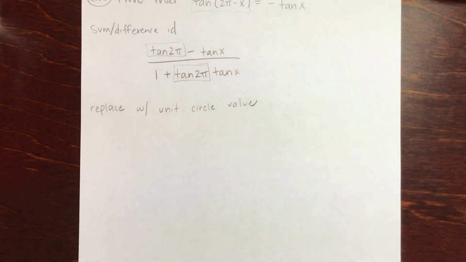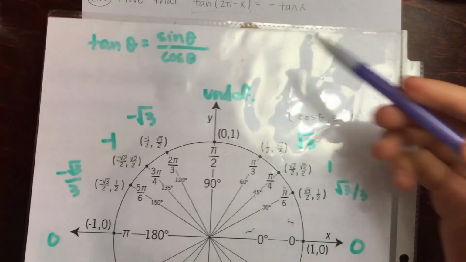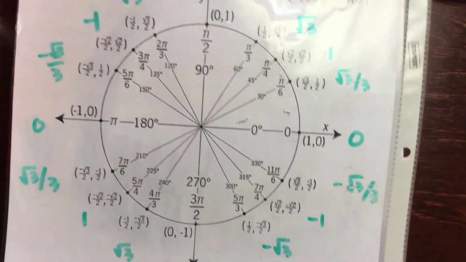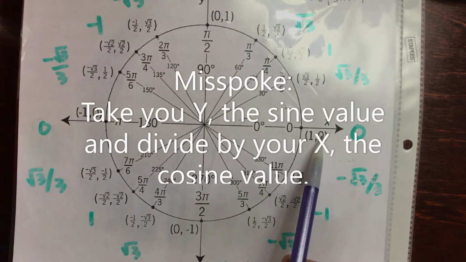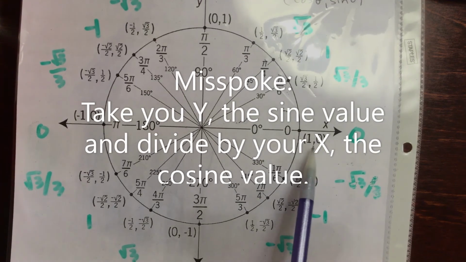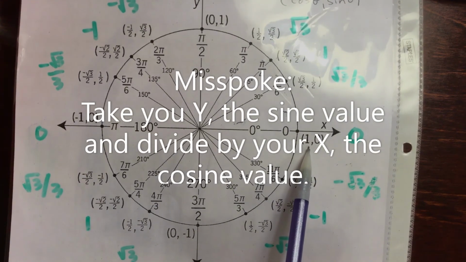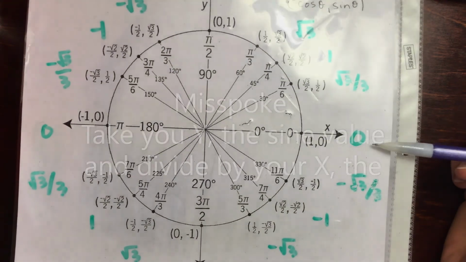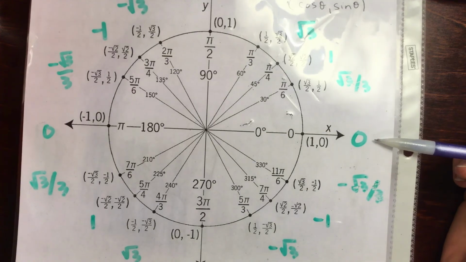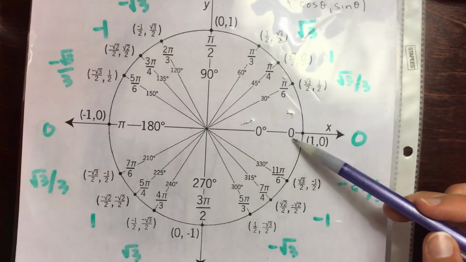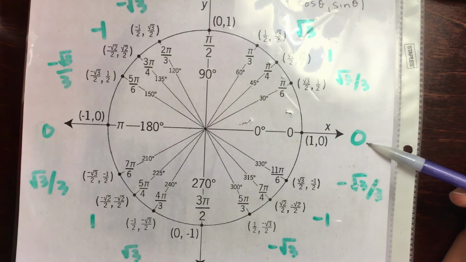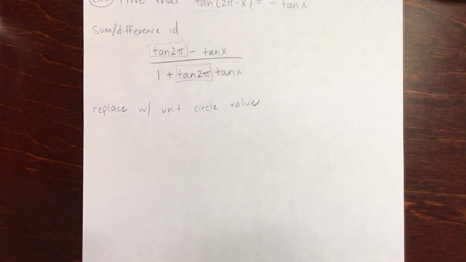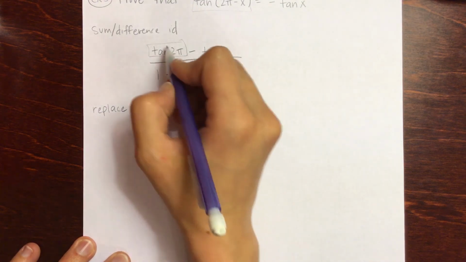All right, well, what is tangent of 2 pi? Reminder, tangent is sine over cosine, which we have done to death in these proofs, so hopefully you know that by now. So if you take your unit circle, you need to take your x, the sine value, and divide it by your y, your cosine value, to get the tangent. And I already wrote them all around the edge in green. So 2 pi is in the same position as 0 radians. So the tangent value at 0 radians, or 2 pi radians, is 0, which is very convenient for us because now I can replace that with a 0.